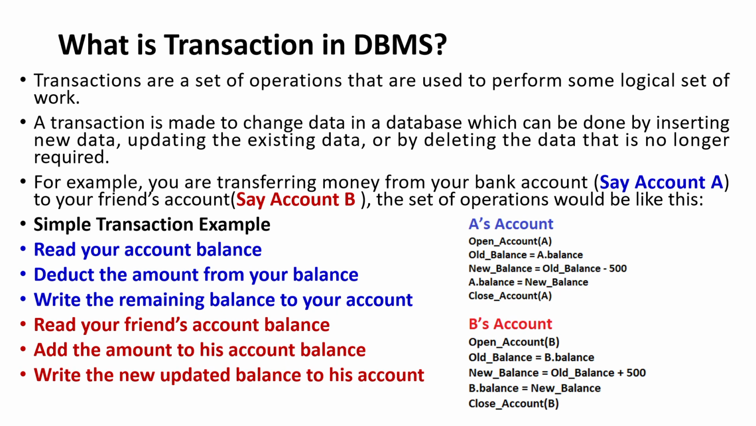to your friend's account, say B. The set of operations would be like: read your account balance, deduct the money from your balance, write the remaining balance to your account, and read your friend's account balance, add the amount to his account balance, write the new updated balance to his account.